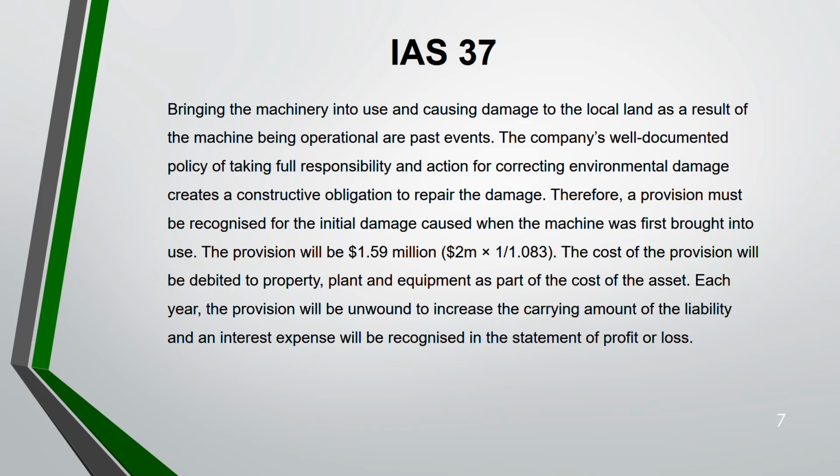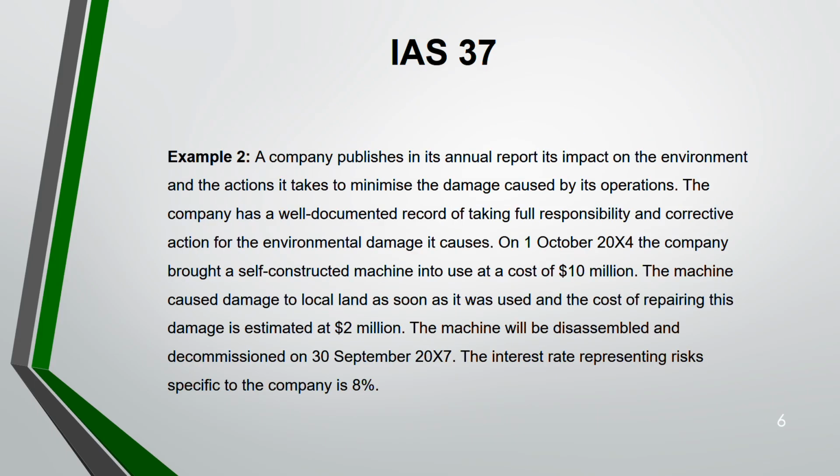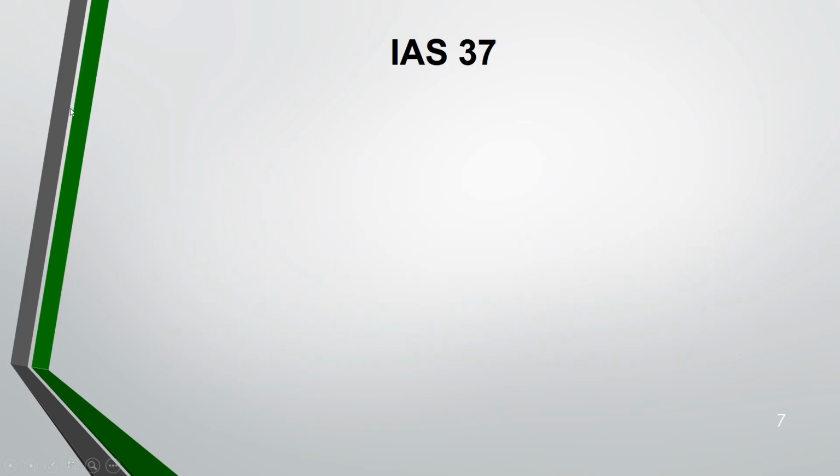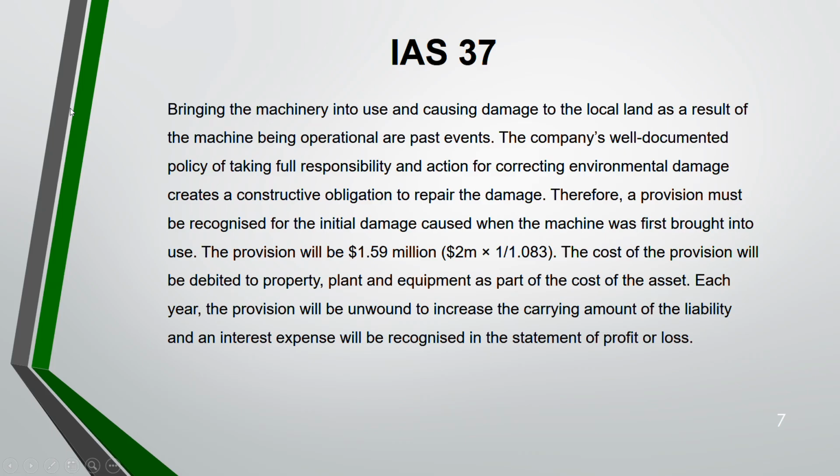You have to find the present value. This is from 1st October 2004 to 30th September 2007. For 3 years you have to discount the cost of repairing, that is 2 million, at 8%. So this is how you do it.